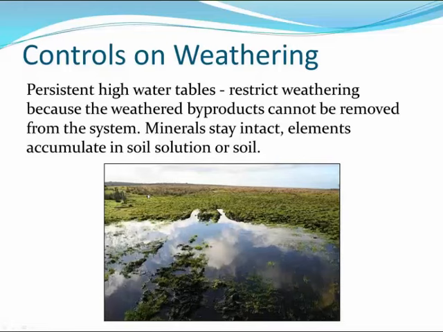All right, also, if we have a persistent high water table, we're really going to restrict weathering because everything goes into solution and the water stays close to the surface. And the problem is that you get saturation. That water is saturated with elements, and so diffusion does not take place between the soil and the water. And so weathering slows down.